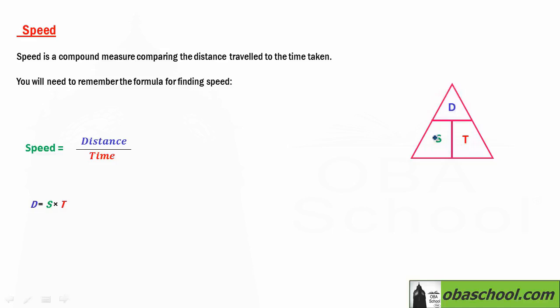To find speed, we hide it this way, where we end up with distance on top over time at the bottom, which is distance divided by time. To find time, we similarly hide it this way, so we end up with distance on top over speed at the bottom, which is distance divided by speed.